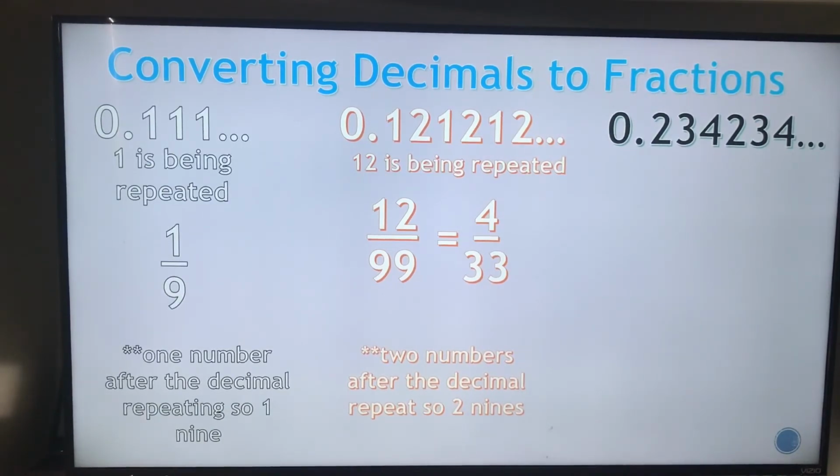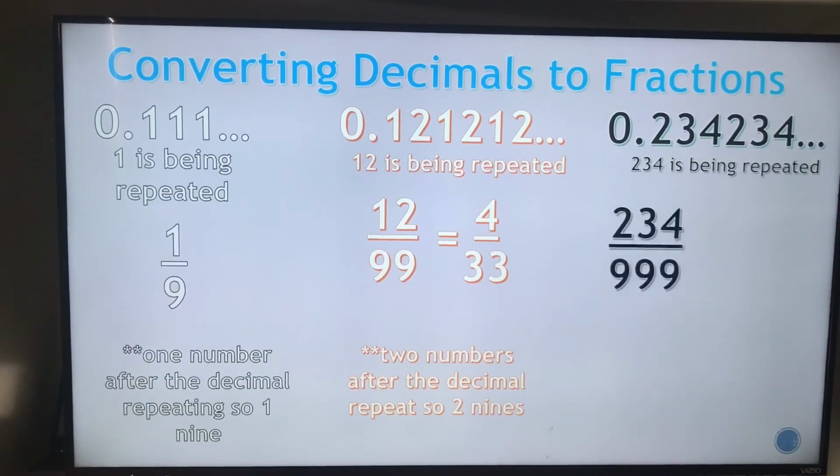Does anyone have a feeling what's going to happen on this third one? That's right. If you look at your pattern, you have 2 3 4, 2 3 4, dot dot dot. So don't worry about how big the number gets. There's 3 numbers that are being repeated. It's 2 3 4 that repeats, and it repeats in that exact order. That's important to understand. It has to repeat in the same order every single time. If that's happening, I put it over 999.